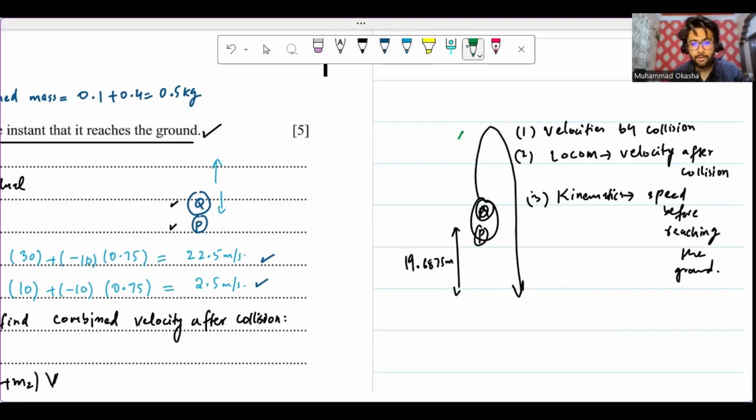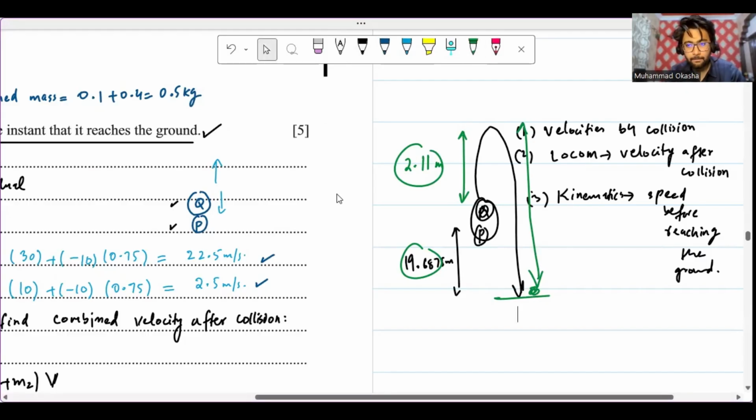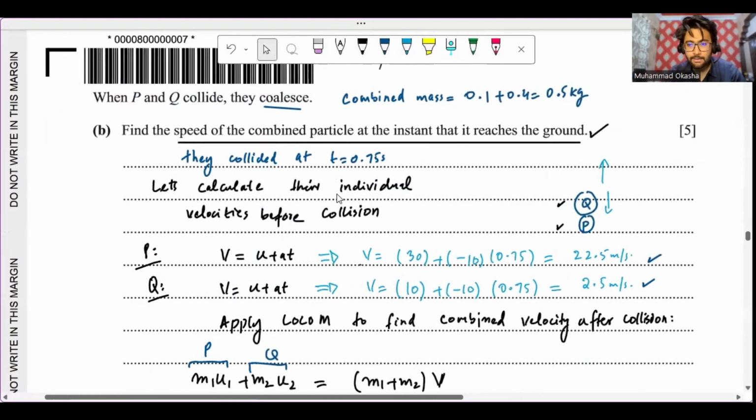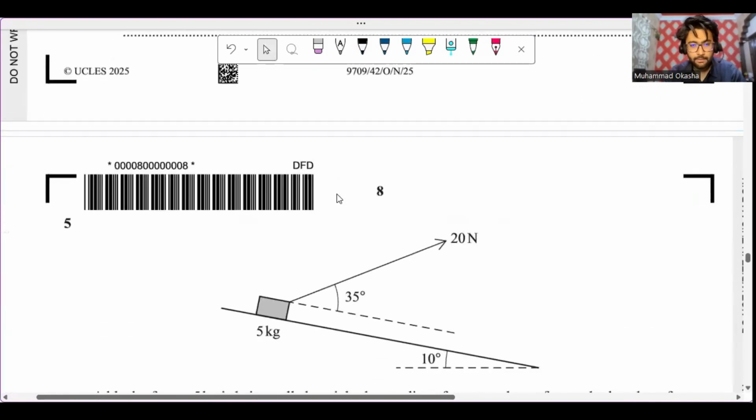So first we worked out how far up did they go. For example, that distance turned out to be 2.11, right? And then I added that distance to get the total distance. And I then used this distance to work out the velocity at the bottom. So that's it for this question. Let's move over to the next part of the question.